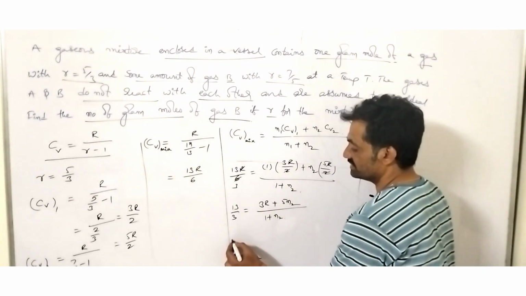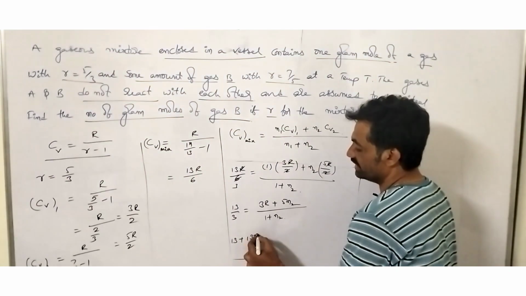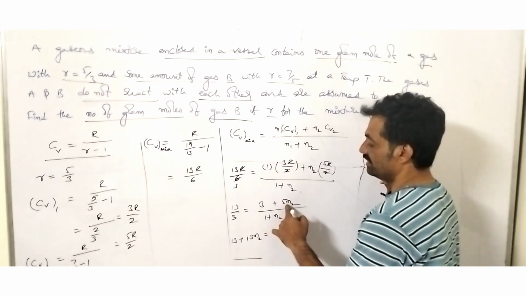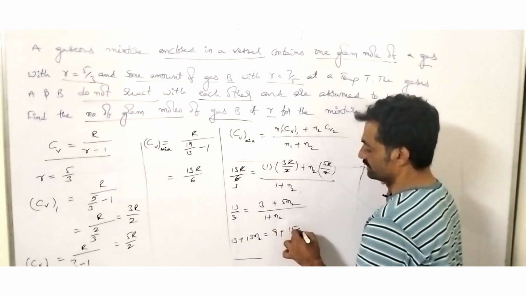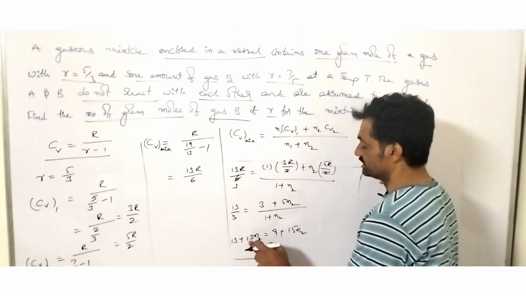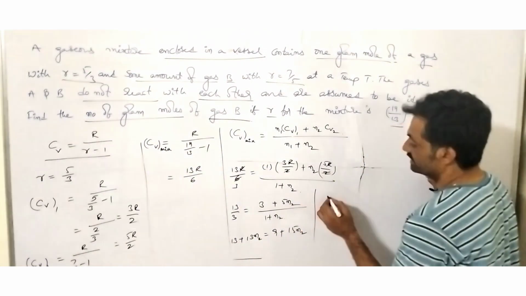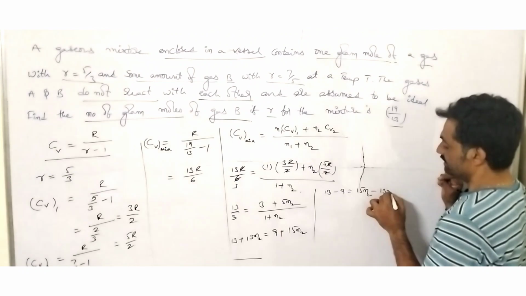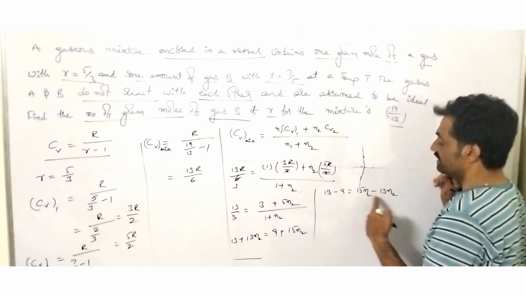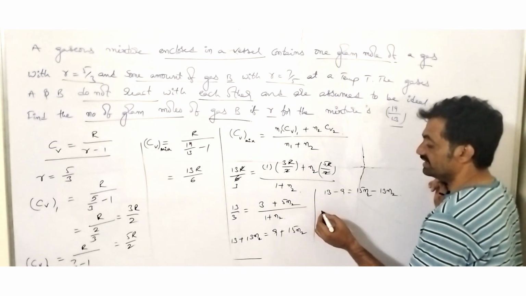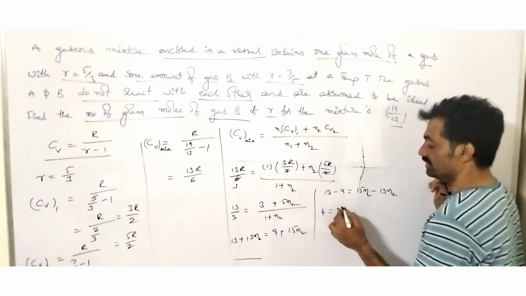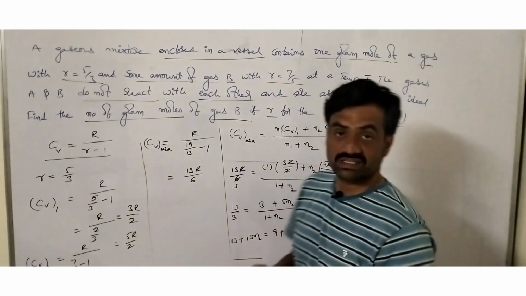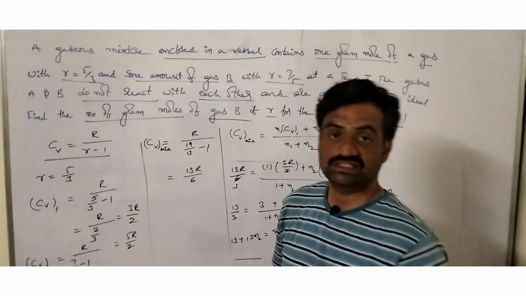Let's cross multiply this equation. Observe that 13 plus 13N2 is equal to 3 into 3 is 9, 5 into 3 is 15N2. Let's send this 9 to the other side and bring 13N2 to the other side. So 13 minus 9 is equal to 15N2 minus 13N2. 15 minus 13 is 2, and 13 minus 9 is 4. So 4 equals 2N2, and 2 goes into 4, so we get N2 equals 2. Based on that, the number of moles of the second gas is 2.